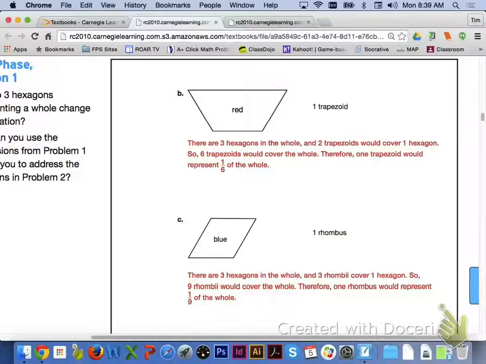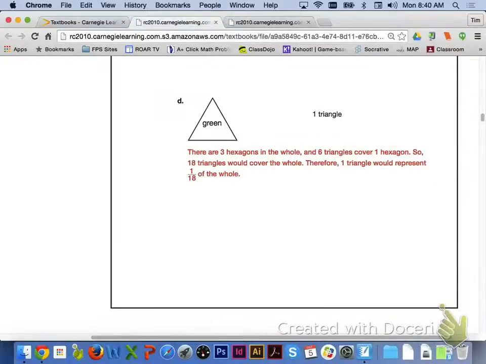For letter C, we have one blue rhombus. There are 3 hexagons, like we said, in the whole, and 3 rhombi cover one hexagon. So it would take 9 rhombi to cover the whole, so one rhombus would represent 1/9 of the whole. And finally, for our green triangle, 6 triangles are going to cover one hexagon, so 18 triangles would cover the whole. One triangle would represent 1/18.